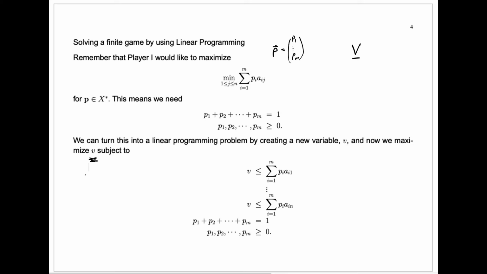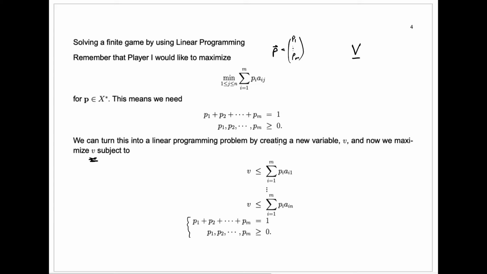We want to maximize that subject to the conditions that v is less than or equal to this sum of p_i times a_i1. This represents player 2 choosing column 1. v will be less than or equal to the sum from i equals 1 to m of p_i a_i2. The same thing for p_i a_i3, all the way up to v less than or equal to the sum from i equals 1 to m of p_i a_in, plus the normalizing conditions we had before, that the sum of the p's is 1, and p1, p2 up to pm all have to be greater than or equal to 0, since they represent probabilities.